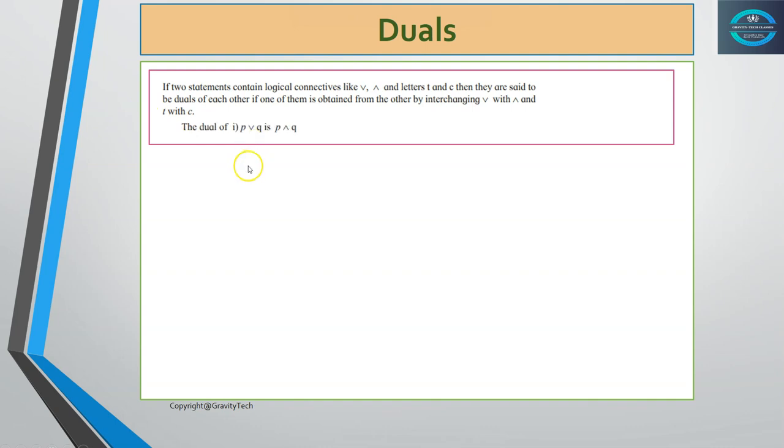Let's take an example. Now here, if you look at this statement, this is P or Q. Now this is a dual of that. In the dual, what did we do? Just replace the 'or' with 'and', and then done, right? That's what the rule says.